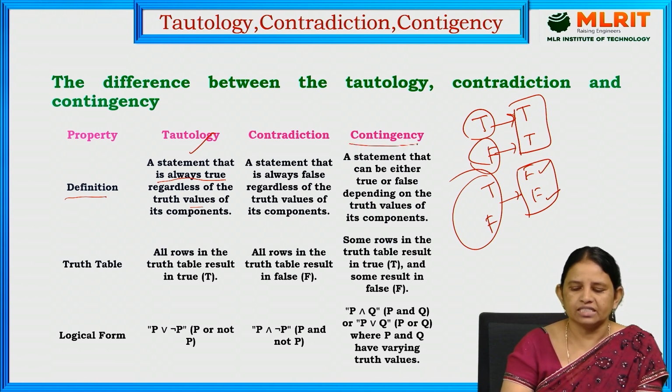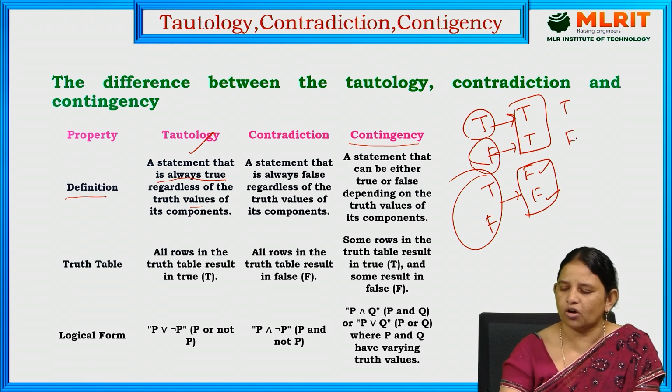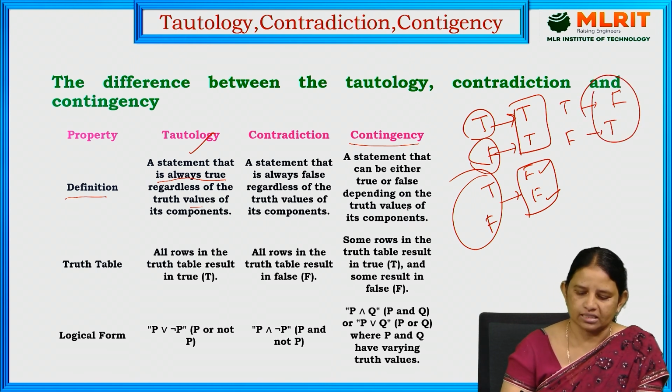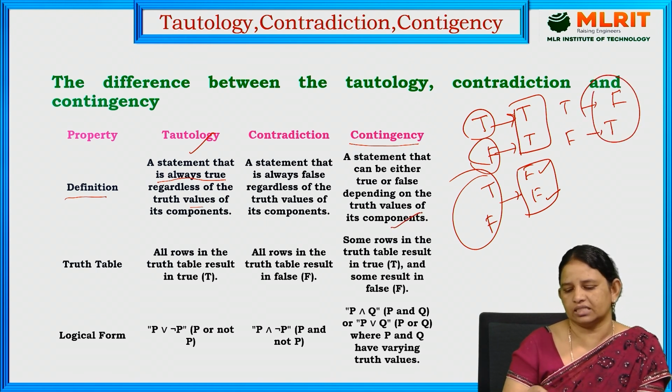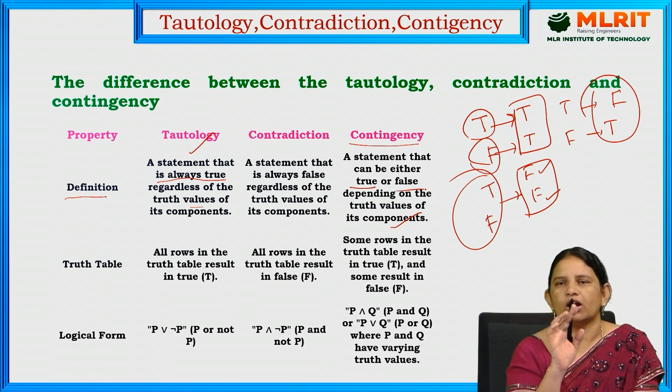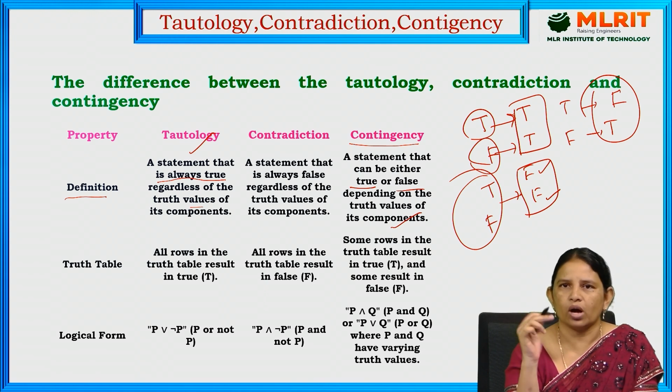The third one is contingency. Contingency means for any combination of input, some values are true, some values are false, then it is called a contingency, consisting of either true or false. Only true, tautology. Only false, contradiction. Both true and false, then it is called a contingency.